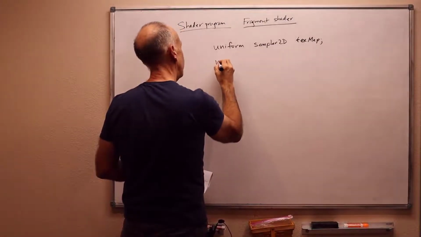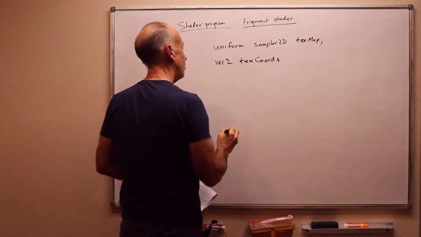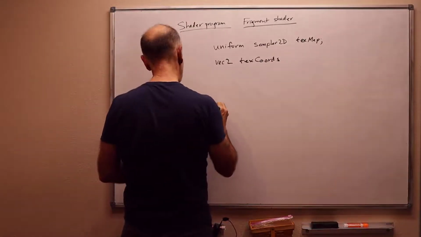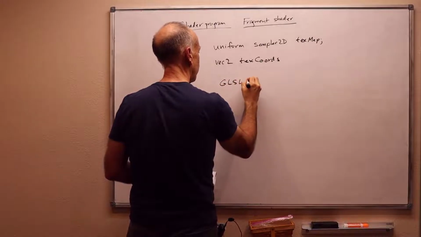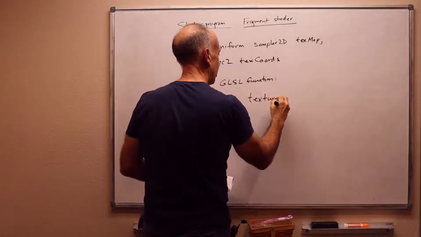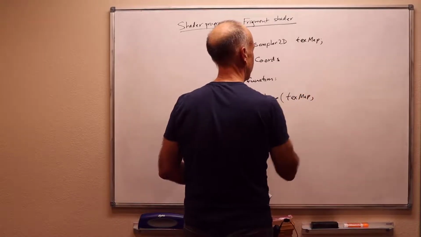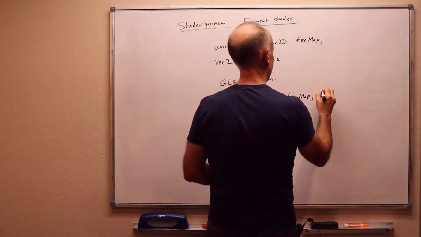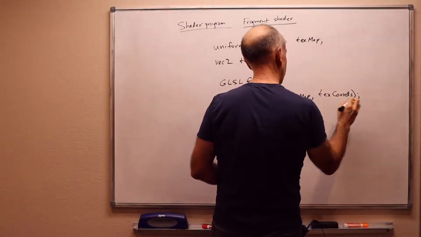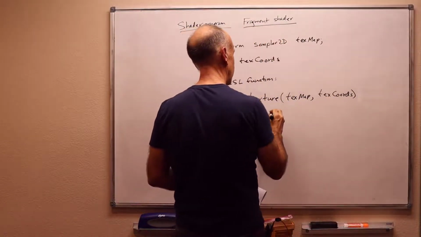And then there's a vec2 variable, which I'll call texCoords. This might be an in variable, or it might be a variable that's computed elsewhere, or something like that. And then there's a GLSL function, texture, which is used to access the value of a texture. It takes in a sampler2D object, namely a texture object, and texture coordinates, in our case, ST coordinates, and it returns the value of the texture as indexed by those texture coordinates.